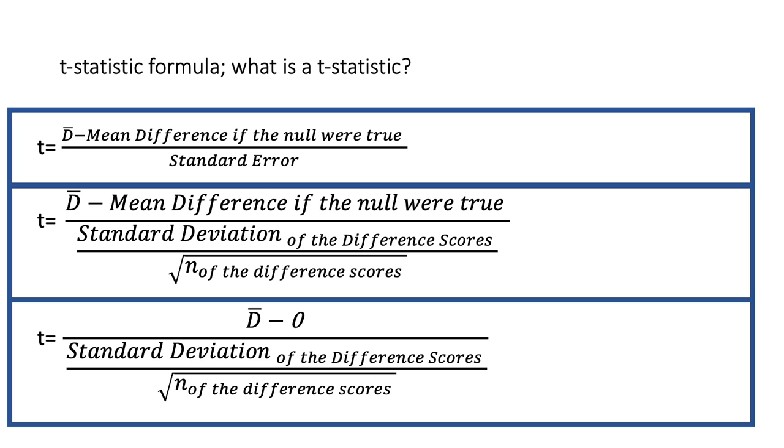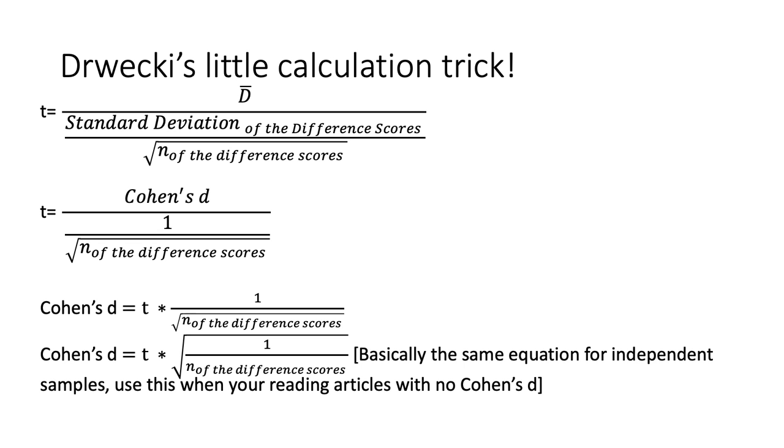So now in the next equation, I'm just getting rid of the 0. I want you to know it's there, but the average of the difference scores minus 0 divided by the standard deviation of the difference scores divided by the square root of n. I've just gotten rid of the mean difference if the null were true. We know that simplifies to 0. In the next equation, it's going to be gone. So now my t equals the average of the difference scores divided by the standard deviation of the difference scores divided by the square root of n of the difference scores.